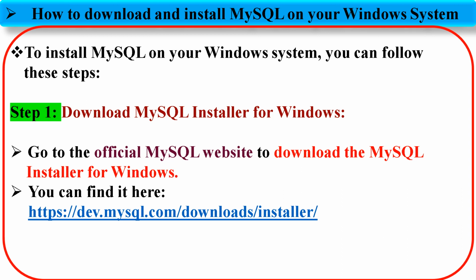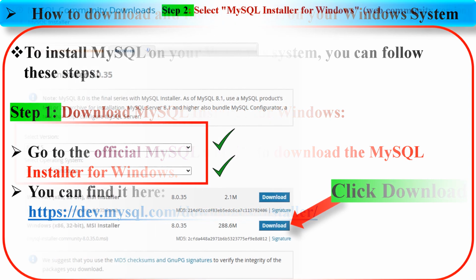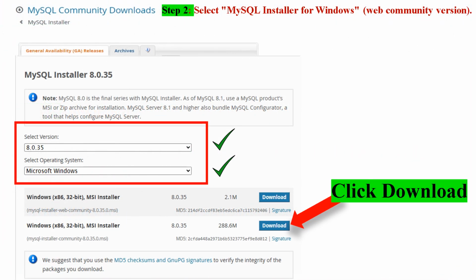Step 1. Download MySQL Installer for Windows. Go to the official MySQL website to download the MySQL Installer for Windows. First step is to open any browser, type the link given here. Kindly check the link which is given in the description box below for easy access. When you open the link, you will directly land on this screen.